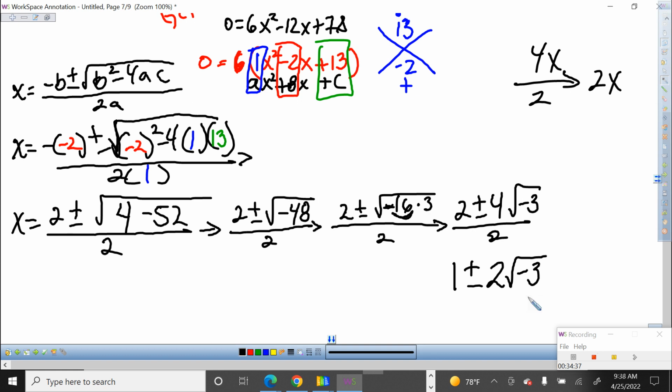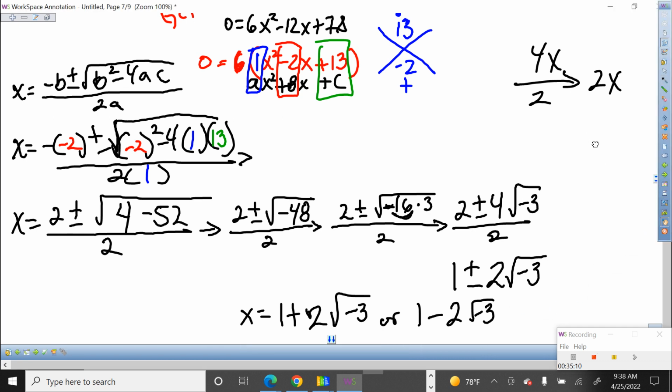Now, I found a mistake on the study guide. Look at your options right there on your study guide really quick. In other words, this is x equals 1 plus 2 square root of negative 3, or 1 minus 2 square root of negative 3. Is there such an option? No. So what would be the closest one if you were to select an option? Let me see.